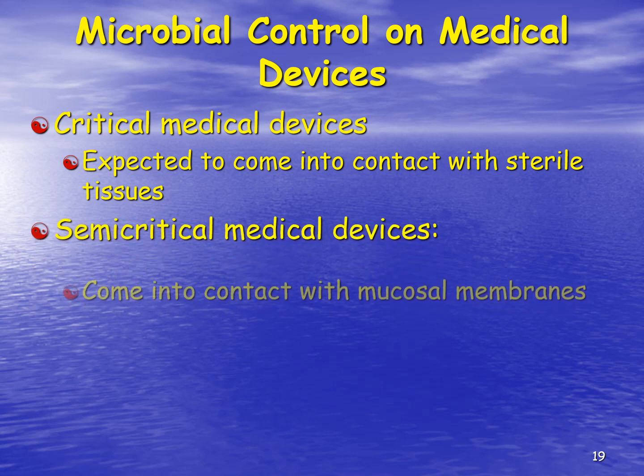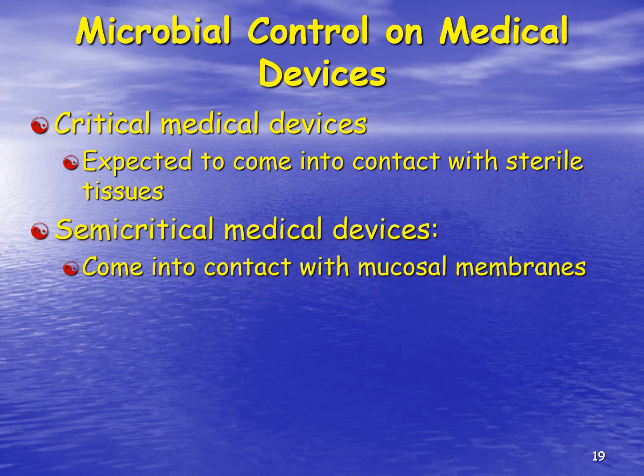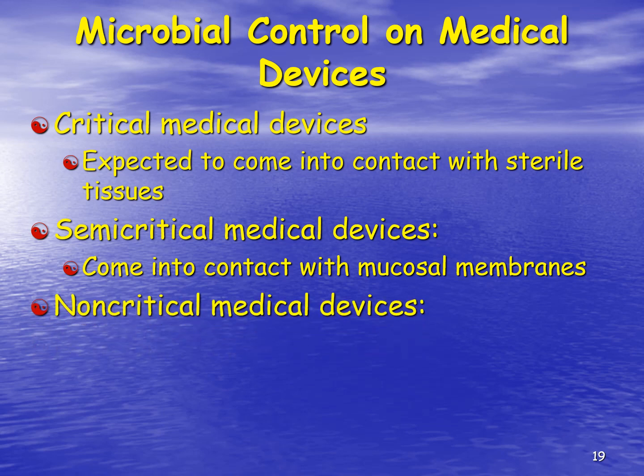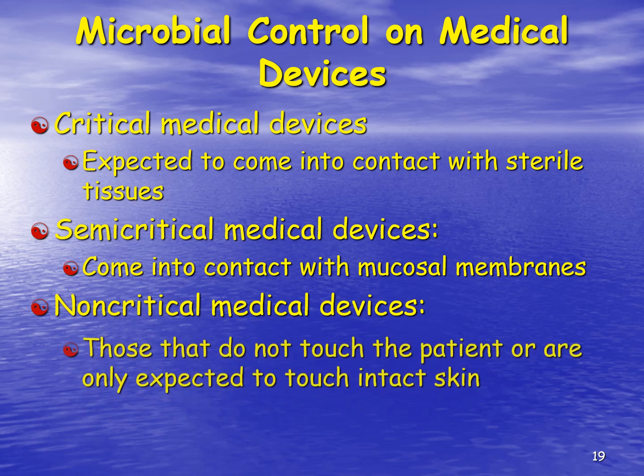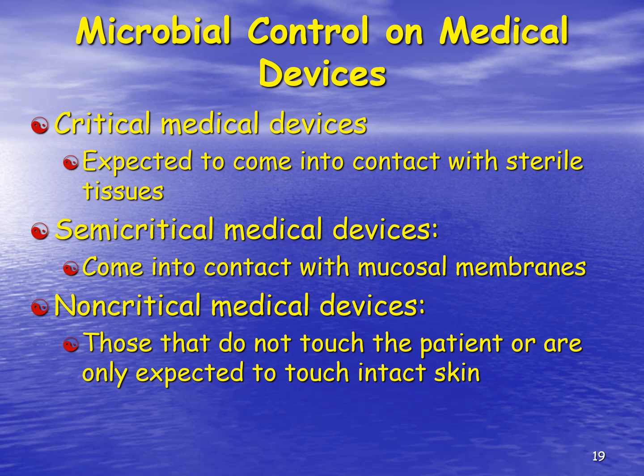Semi-critical medical devices come into contact with either the skin or mucosal membranes. So something like the colonoscope, the endoscope used for colonoscopies, is actually a semi-critical medical device. Non-critical medical devices are those that do not touch the patient or are only expected to touch intact skin. So things like your bedding.